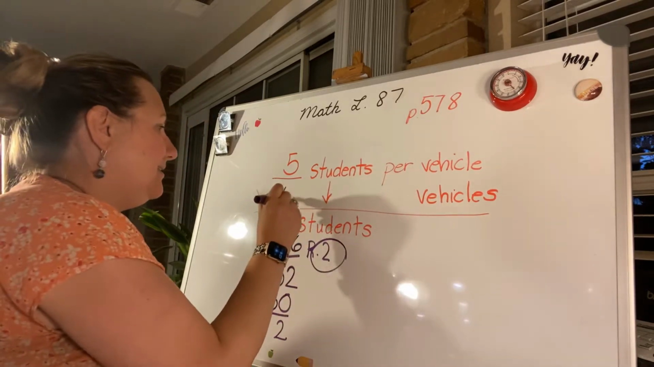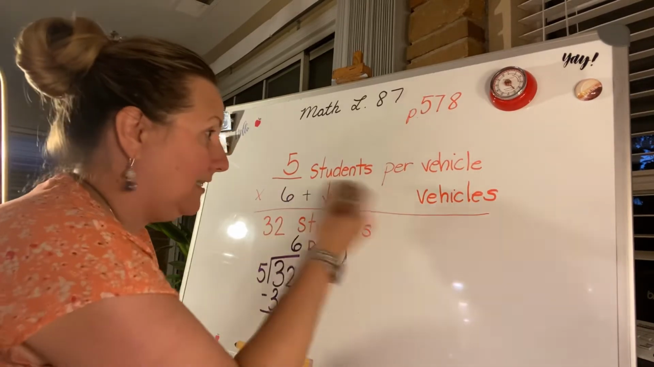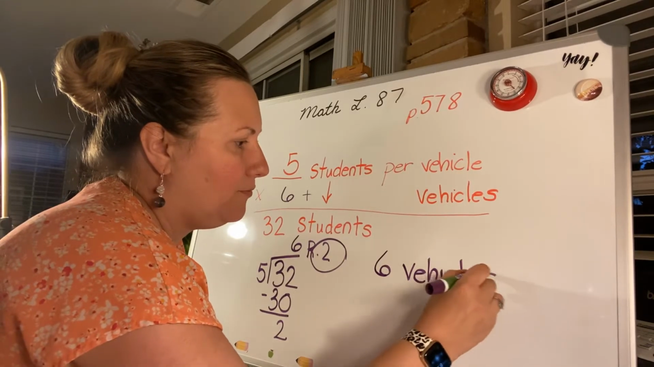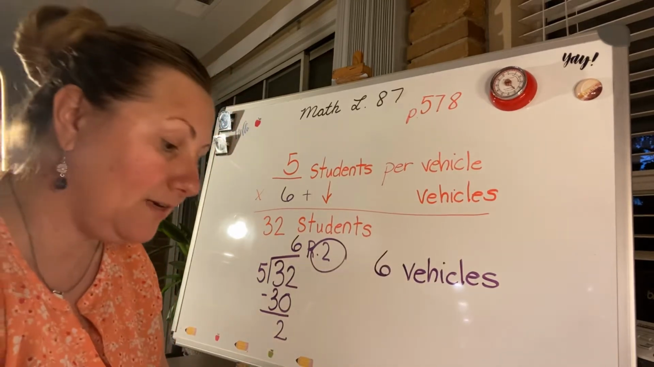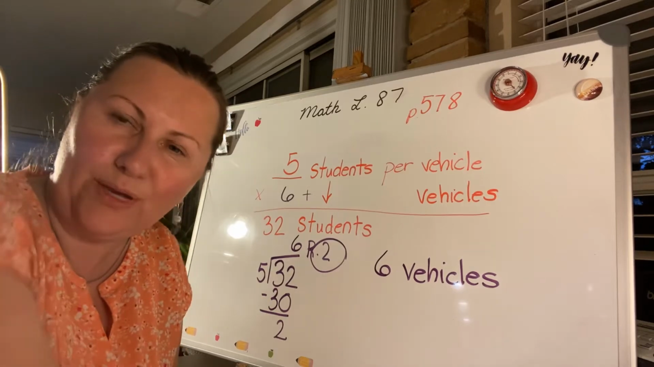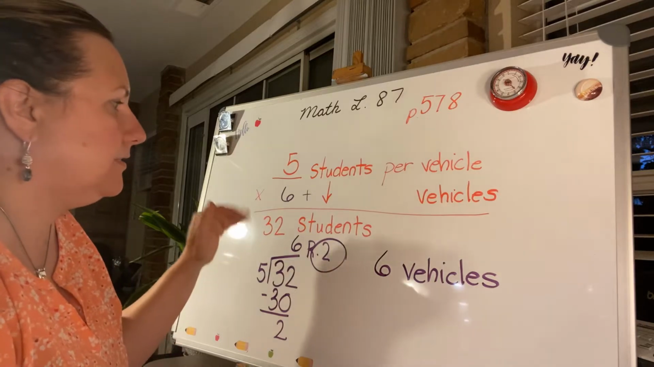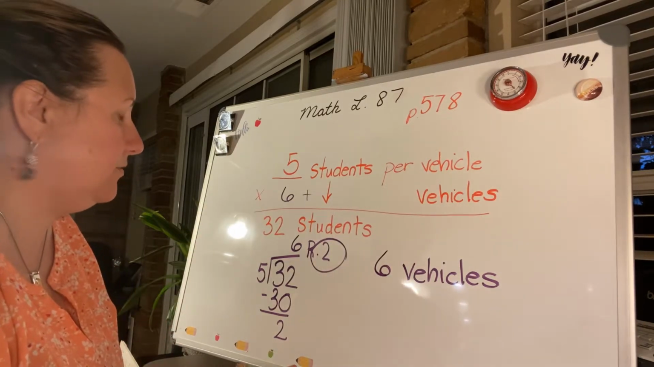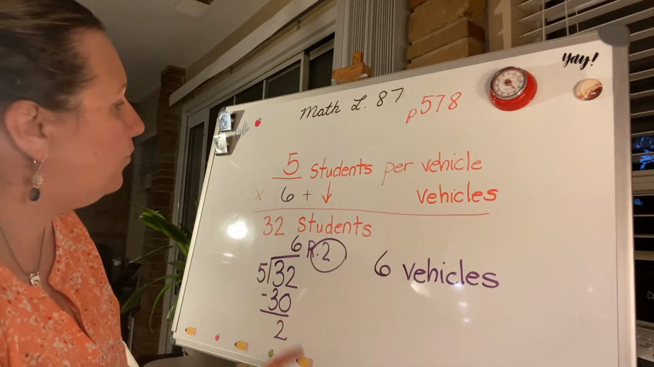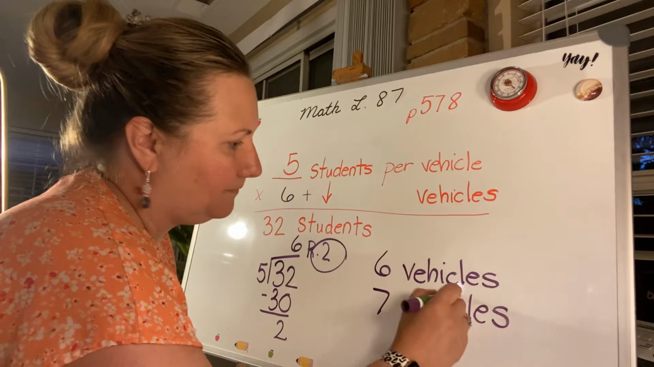Well, this is 6 plus cars can be filled, but there's only 6 vehicles at this point. 6 vehicles are filled, and then it says, but how many cars will be needed? Well, we can't put 32 students into 6 vehicles. That just will not work. There will be 2 extra students. So we are going to need 7 vehicles to fit all 32 students.